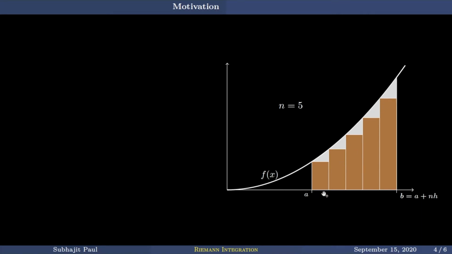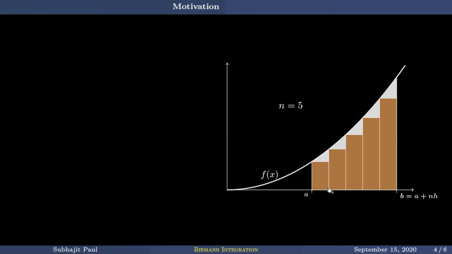So the breadth is h. This is the height of this rectangle. The height of this rectangle is the functional value at this point a, right? What will be the height of this one? It also has breadth h. So h is the common breadth to all the rectangles. So what will be the height of this rectangle? This is f of a plus h at this point. What is the height of the rectangle at this point? This is f of a plus 2h.